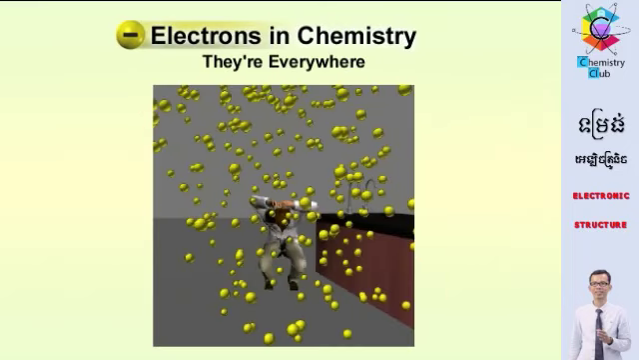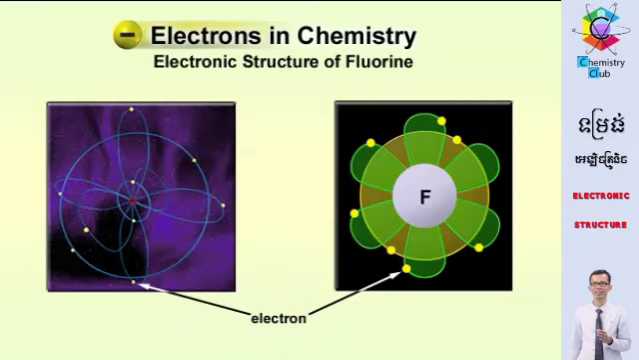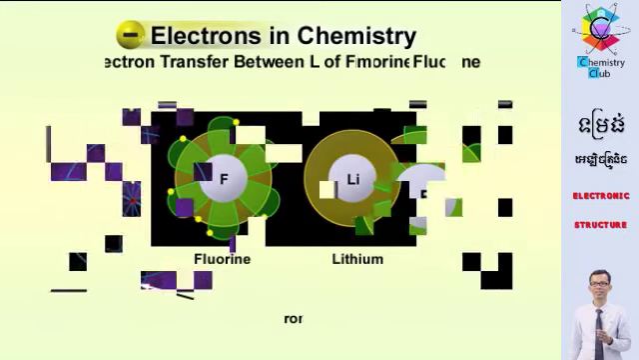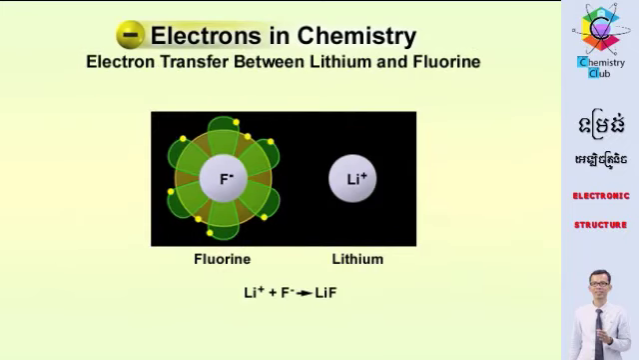To a chemist, electrons are everything. The number and arrangement of electrons determine the chemical properties of an element. The ease with which an element gains and loses electrons determines which elements combine to form compounds.